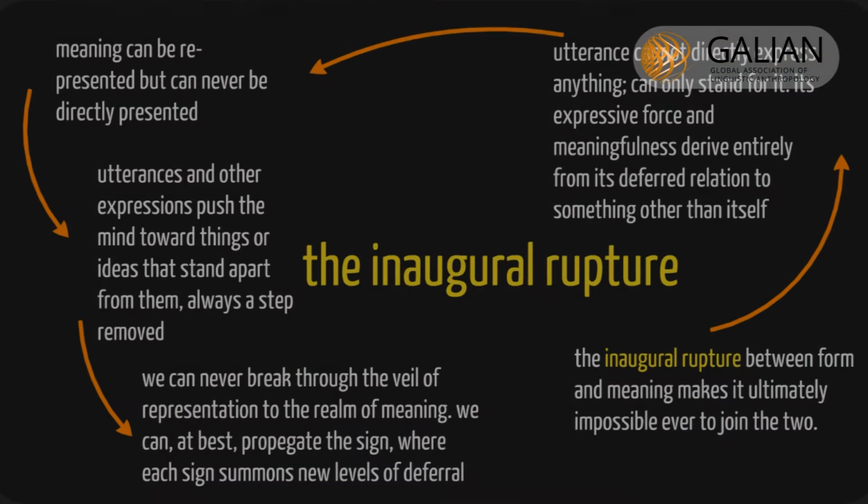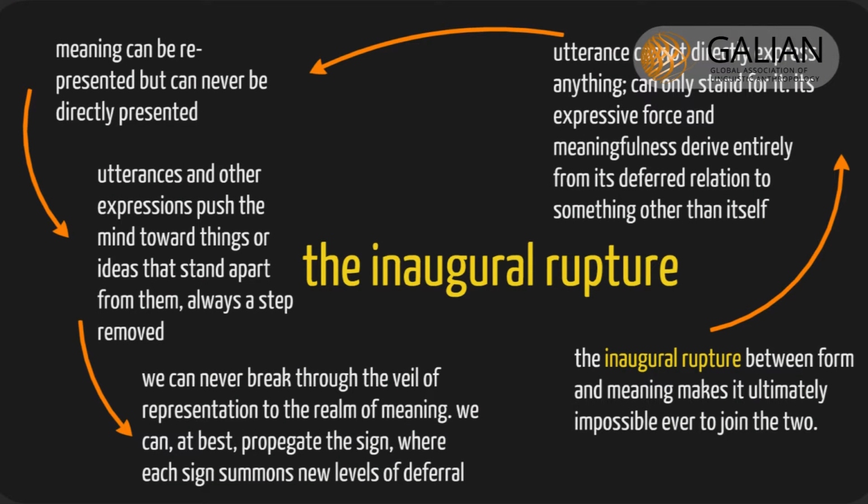Okay. So Peirce is telling us about the fact that there's an arbitrary link between form and meaning. And this is about meaning, isn't it? So the sign is about meaning. Okay, so Peirce is telling us about the inaugural rupture. What is the inaugural rupture between form and meaning? Peirce is telling us that, look, between form and meaning, there's a rupture. There's a break between form and meaning.